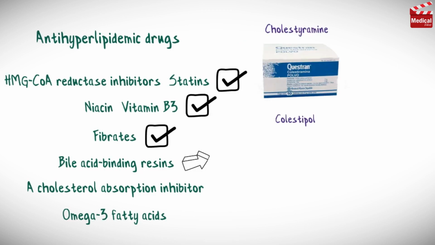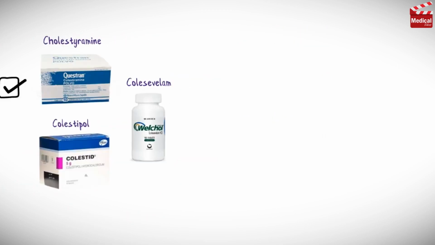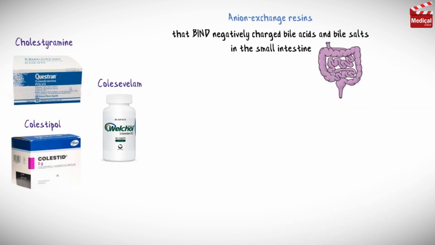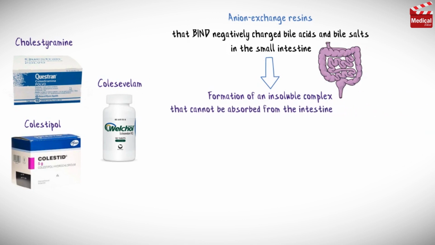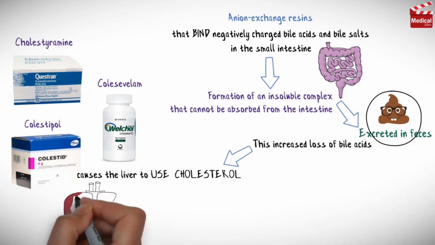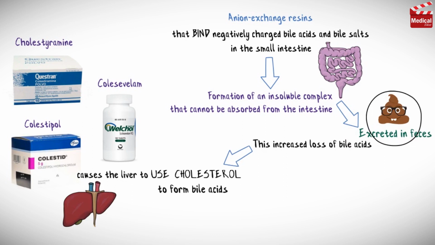Cholestyramine, Colestipol, and Colesevelam are anion exchange resins that bind negatively charged bile acids and bile salts in the small intestine, leading to the formation of an insoluble complex that cannot be absorbed from the intestine, so it is excreted in feces. This increased loss of bile acids causes the liver to use cholesterol to form bile acids.